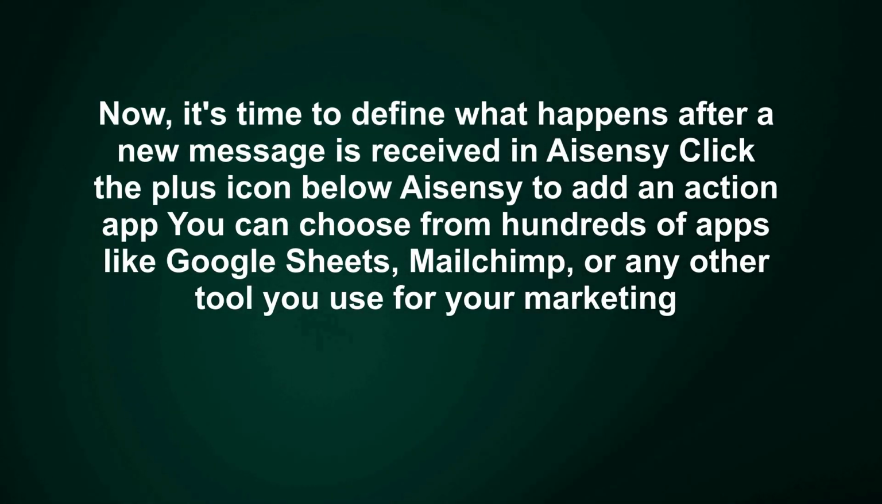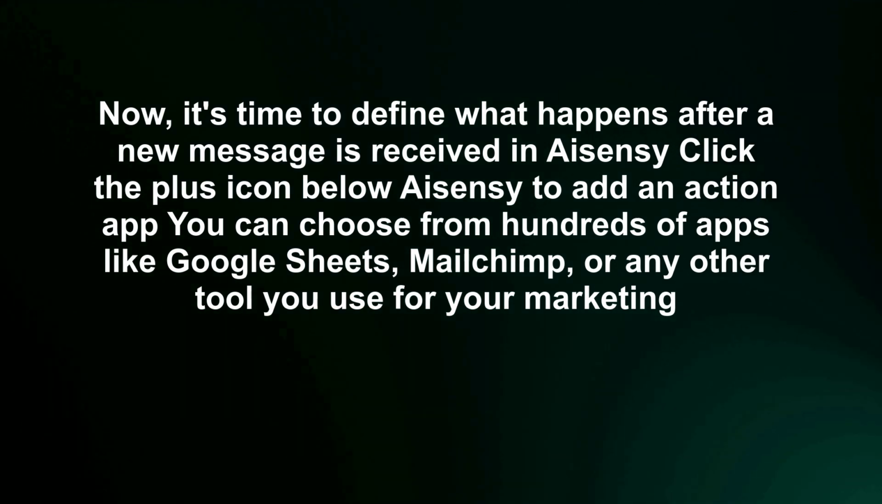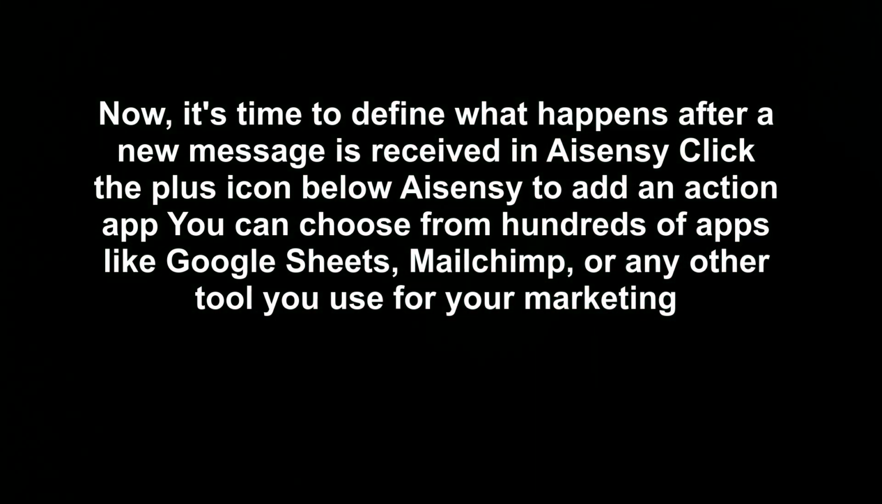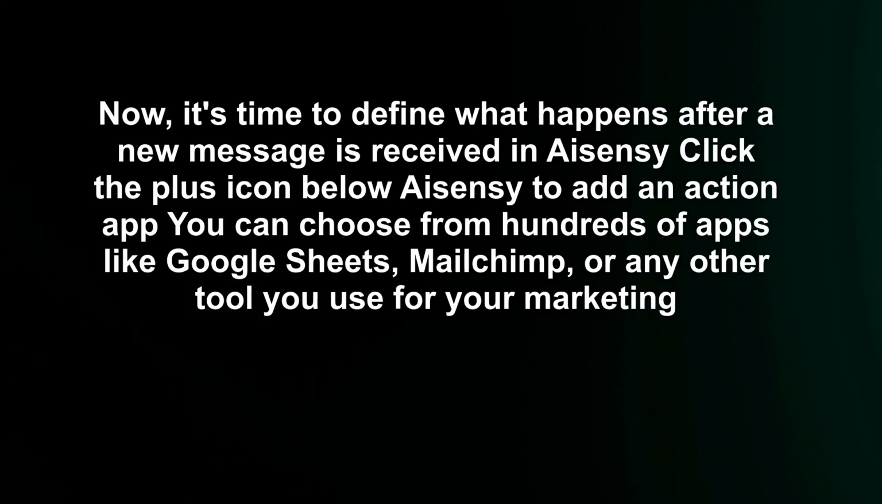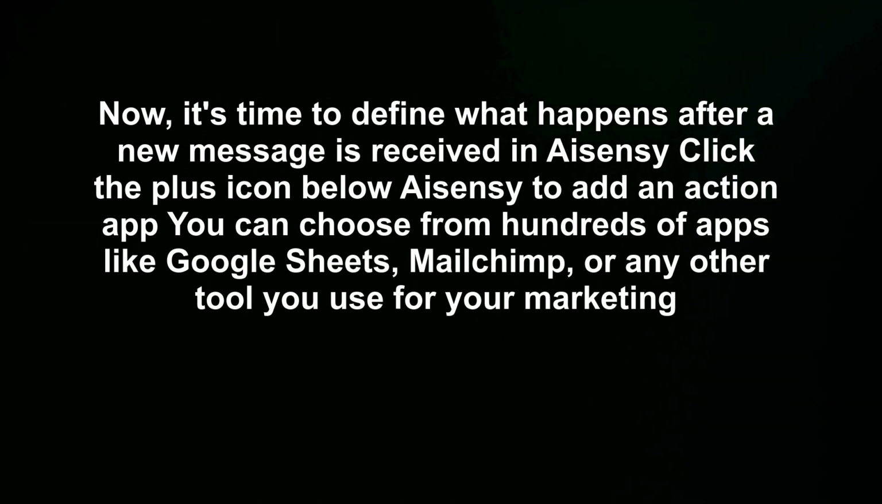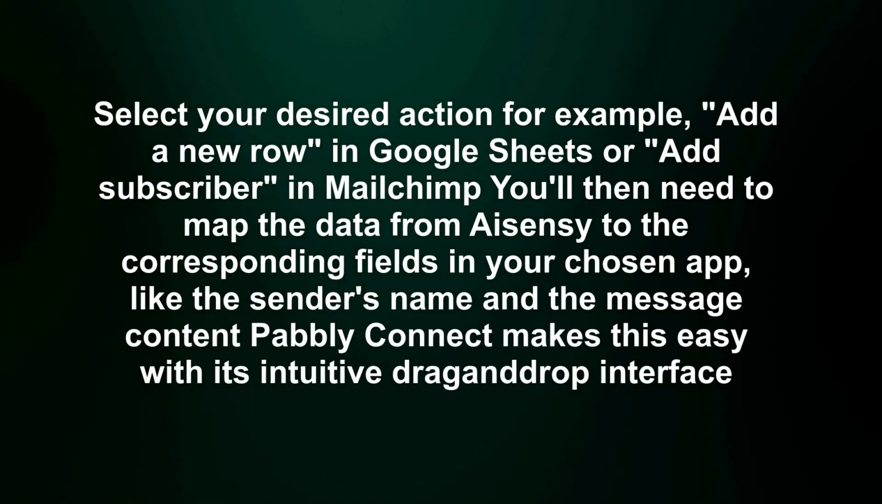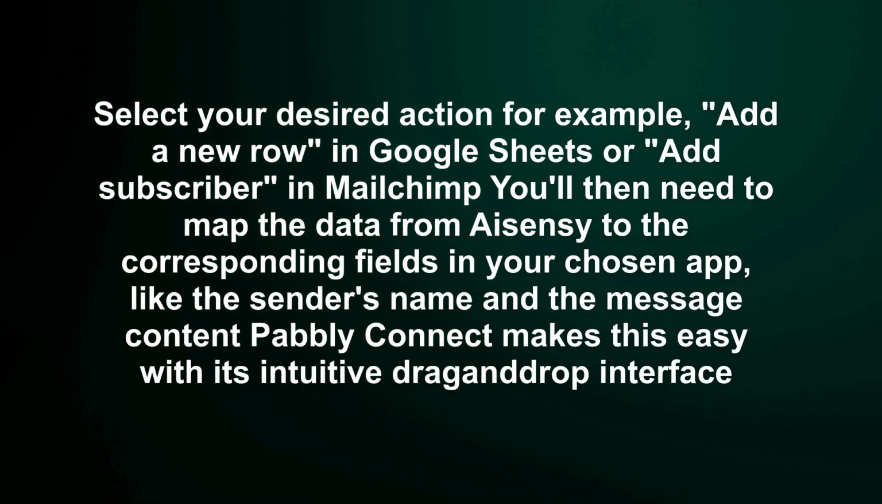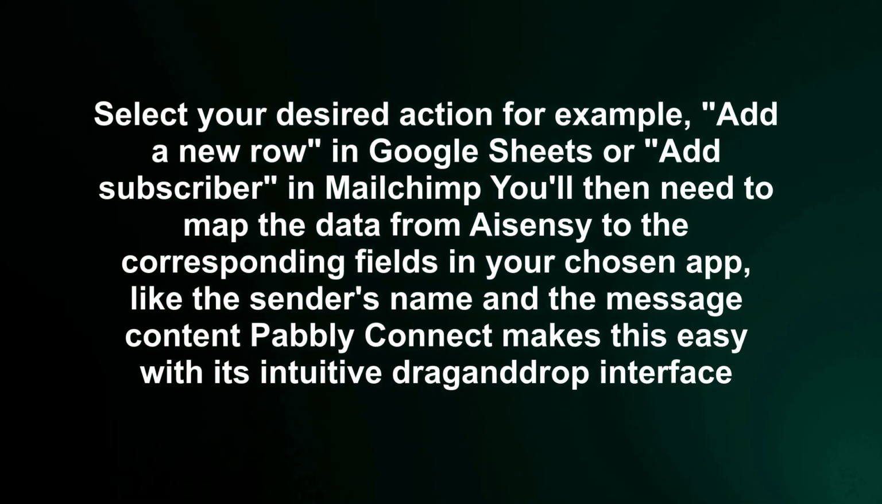Now, it's time to define what happens after a new message is received in Aisensy. Click the plus icon below Aisensy to add an action app. You can choose from hundreds of apps like Google Sheets, MailChimp, or any other tool you use for your marketing. Select your desired action. For example, add a new row in Google Sheets or add subscriber in MailChimp.